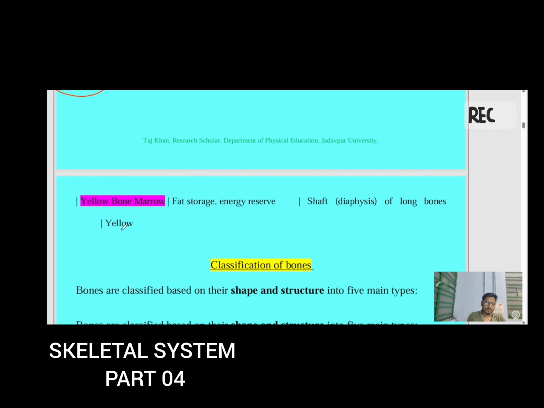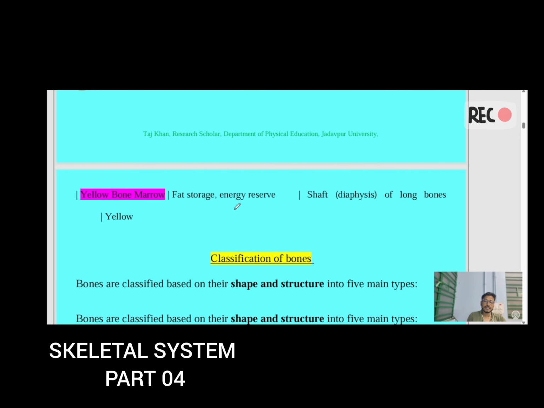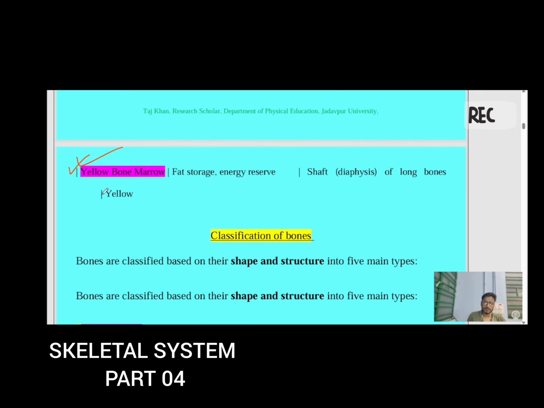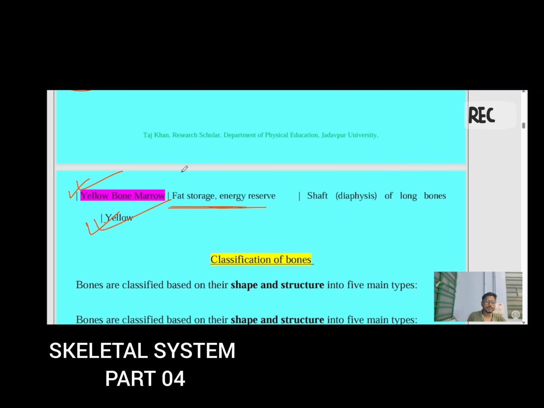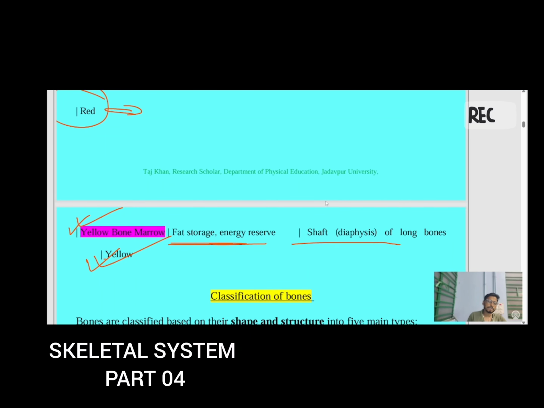In yellow bone marrow, the function is fat storage and energy reserve. The location is the diaphysis of the long bone. What is yellow bone marrow actually? Yellow bone marrow is fat storage and an energy reserve, located in the long bone. And classification. Let's discuss all those things in a concise manner.